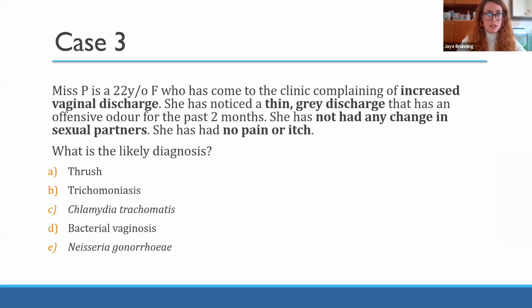So we're back to case 3 now, and we're going to try and answer it after learning a little bit about vaginal discharge. Mrs. P is a 22-year-old female who has come to the clinic complaining of increased vaginal discharge. She's noticed a thin grey discharge with an offensive odour, which has happened for the last 2 months. She says she has not had any change in sexual partners, which is key information, and she has no pain or itch. I'm going to pop the poll up again. There we go, you should be able to see that now.